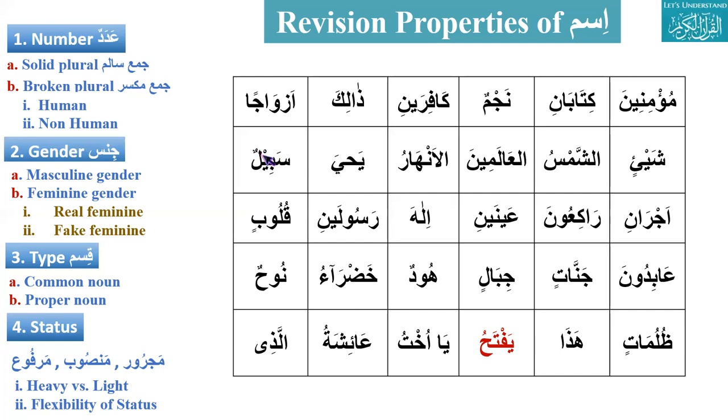Sabilun. See here, this is Sabilun. This is one path, okay? This is singular. This is what? Singular like this. And second, what about gender? Brother Reza, gender for Sabilun. Muzakkar. Masculine.